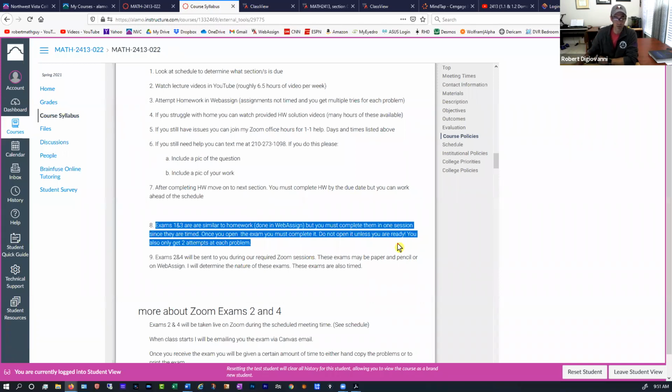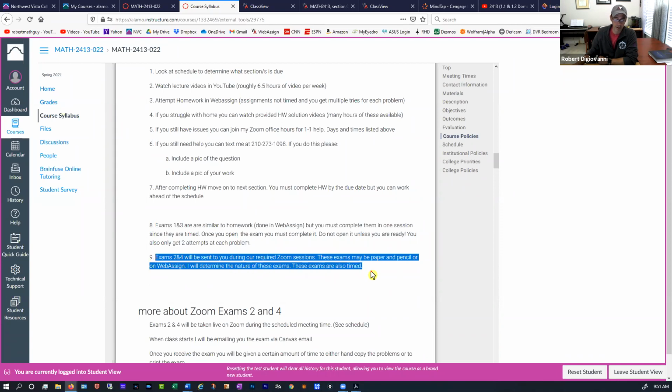Now on exams 2 and 4, these are the ones that are worth a lot of points. These are going to be done in the Zoom session. And these exams are maybe paper and pencil. Well, I know they are going to be paper and pencil. So I'll explain how I'm going to do that in a second, but I want you to understand exams 2 and 4 are not going to be done on Webassign.